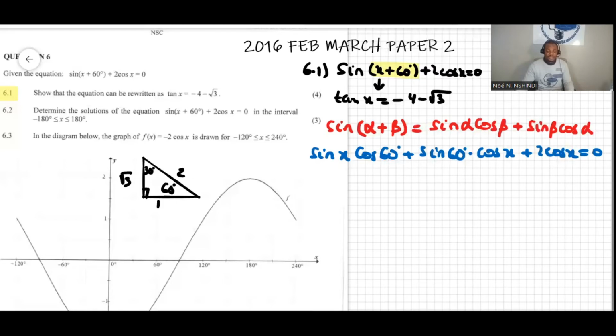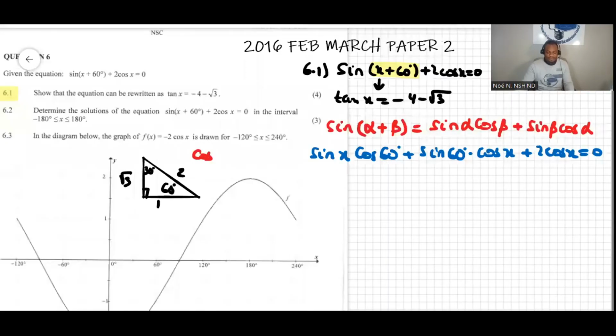Now, cos of the angle theta is equal to adjacent over hypotenuse, so 1 over 2. That's cos 60 degrees. And sine of 60 degrees will be opposite over hypotenuse, so √3 over 2. So we can just substitute these values here.